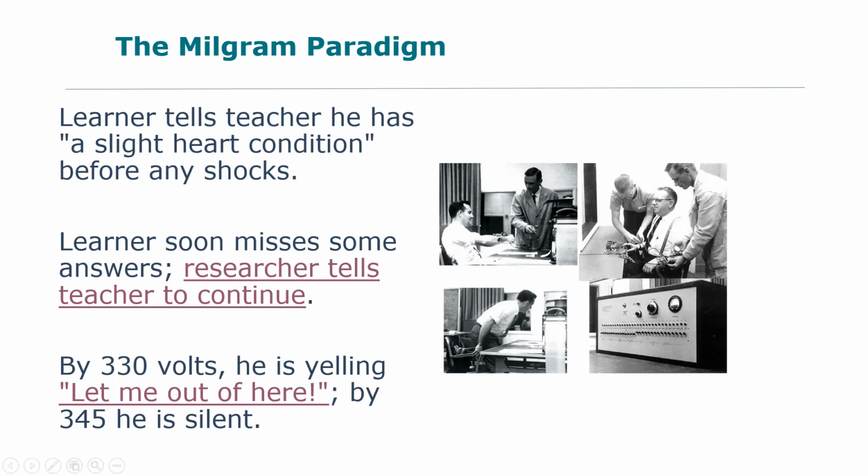So after 345 volts, all the way up to the maximum 450 volts, there are no more responses. And as the subject, you're supposed to keep reading the word pairs and waiting for a response, and then you keep increasing the shocks. And the guy's not even responding. I mean, you got to be pretty worried by this point.